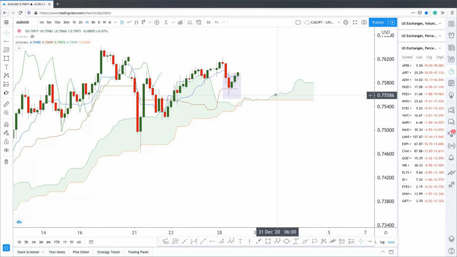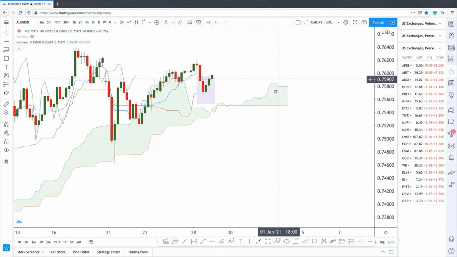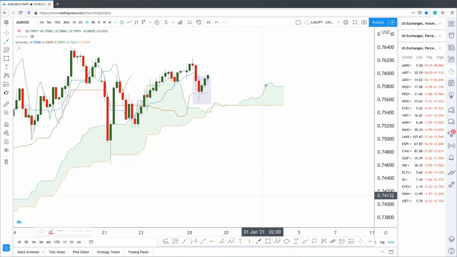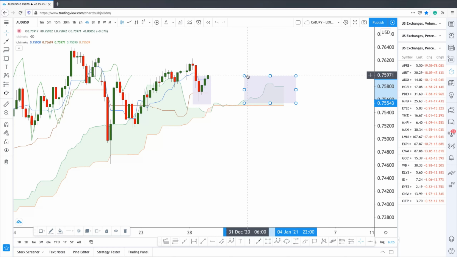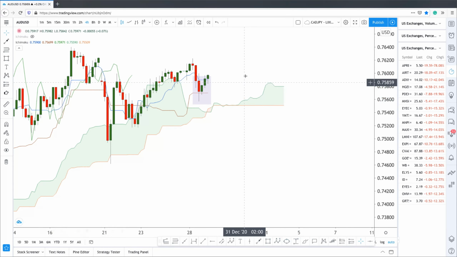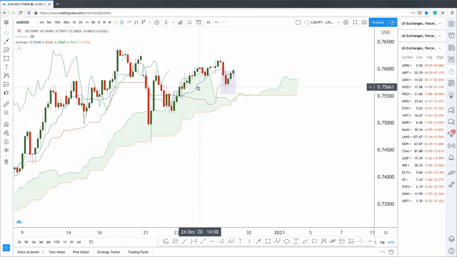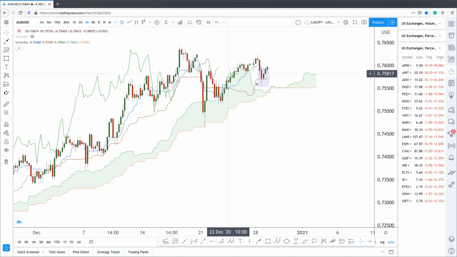In this case, not much crossover, because your Leading Span A, here, your green cloud, your Span A is above the Span B, so it's green. It's in line with the bullish momentum. So in this case, you can see that all of these elements line up for Aussie dollar in terms of the Ichimoku cloud.